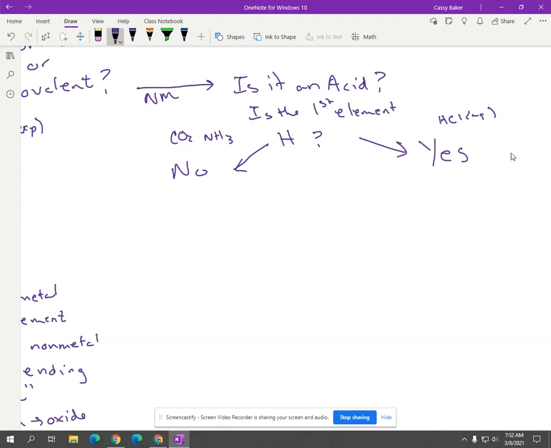Now, acids are really weird. We'll talk about them in a little bit. They're technically covalent, but they behave as if they're ionic. They're polar covalent compounds, so they're really strange, but we like them, so we are going to name them. Now let's go back to the no side.